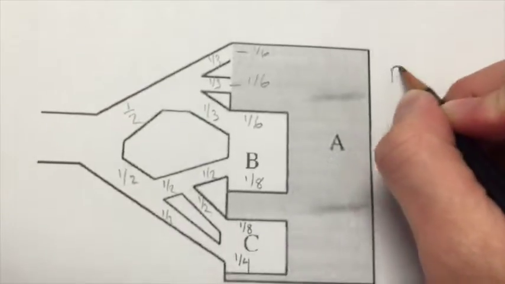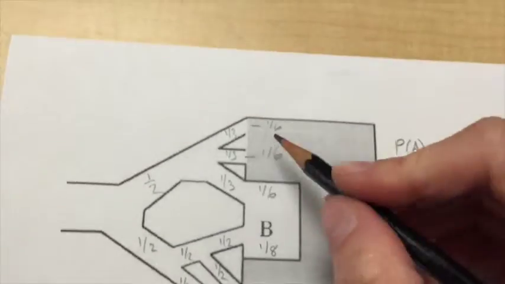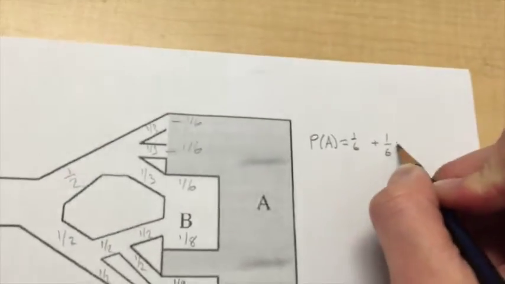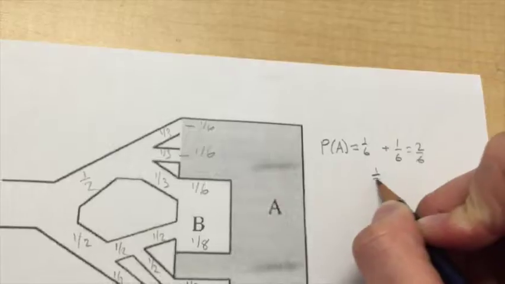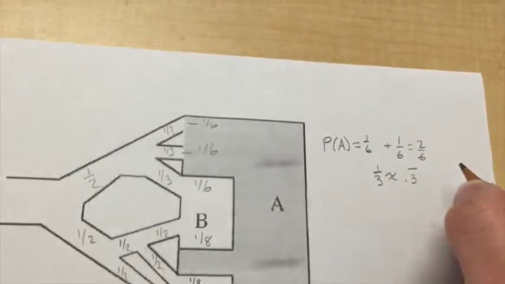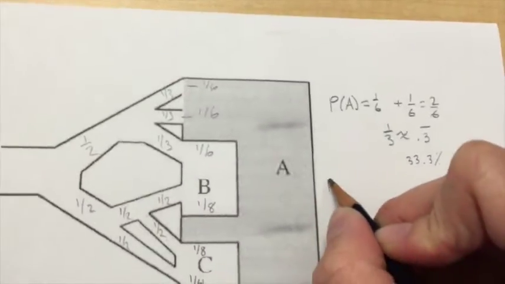So the probability, if the cheese is in A, there's only two things that'll come up. So it'll be a 1/6 plus 1/6, which gives you 2/6, which simplifies down to 1/3. So that's roughly 0.3 with a bar over it. So 33.3%, we can say.